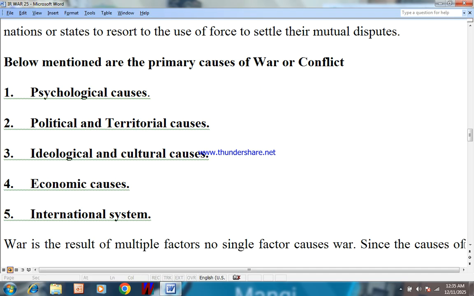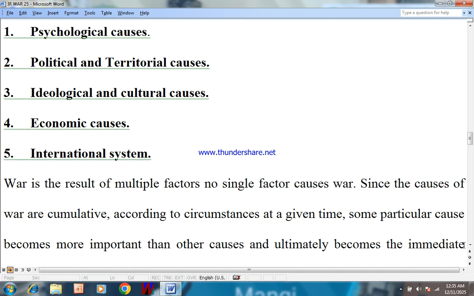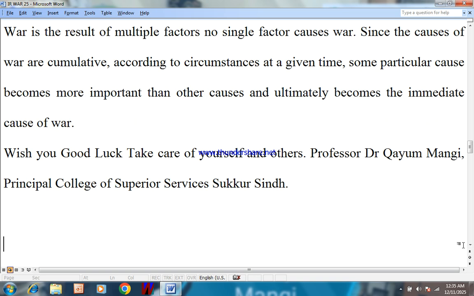Below mentioned are the primary causes of war or conflict. Number 1, psychological cause. Number 2, political and territorial causes. Number 3, ideological and cultural causes. Number 4, economic causes. Number 5, international system.